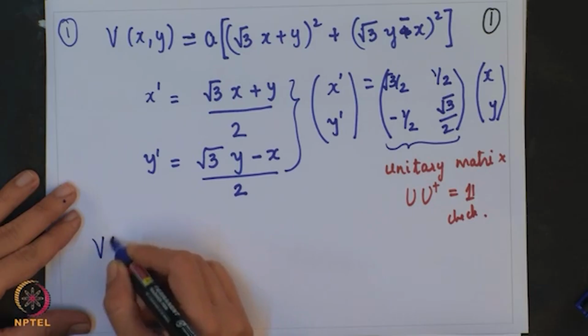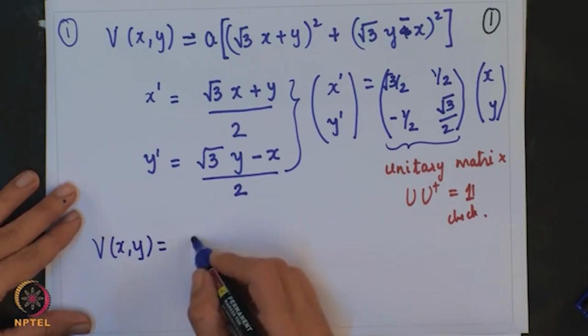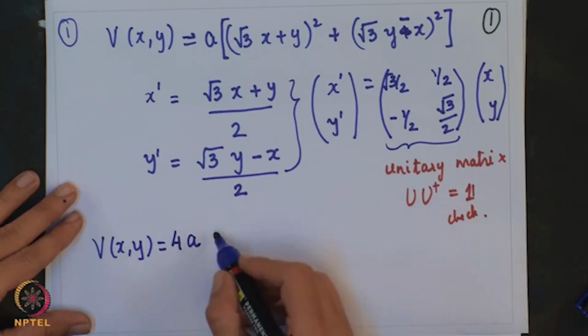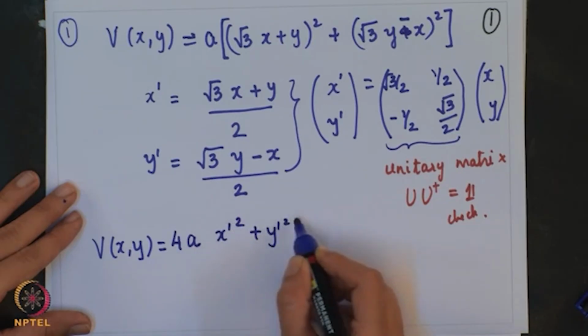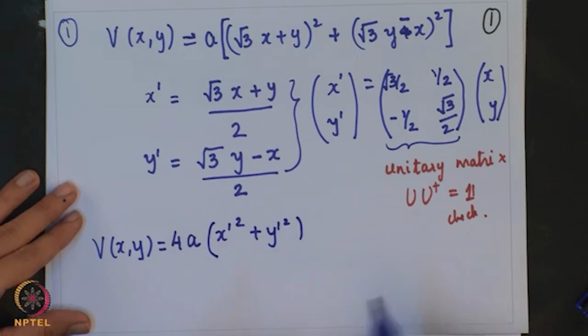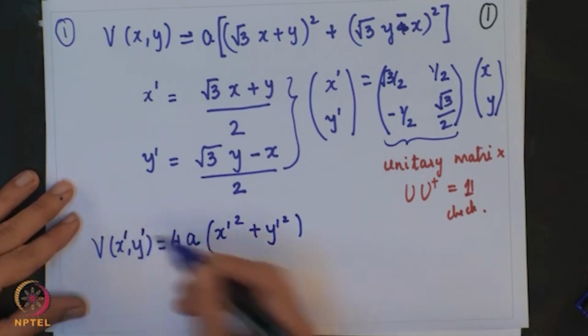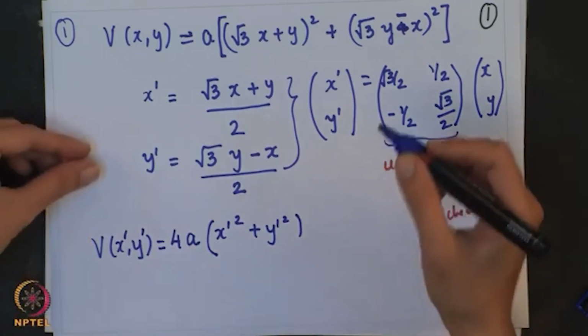And we can now write the potential as A times 4 times x prime square plus y prime square. This will be the expression for the potential in the new coordinates x prime and y prime.